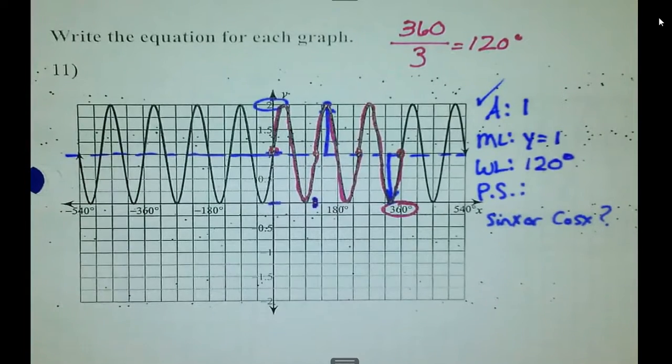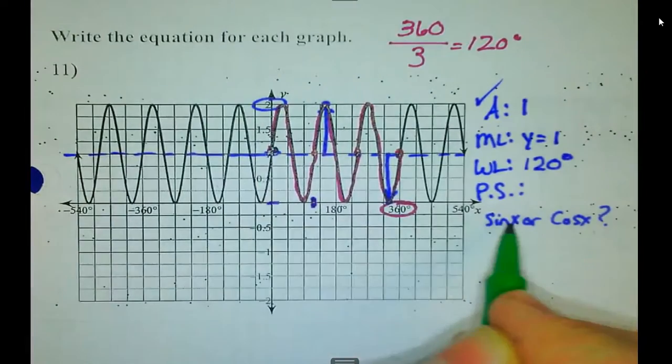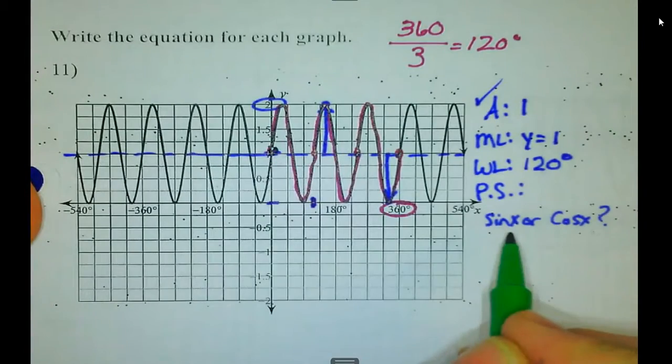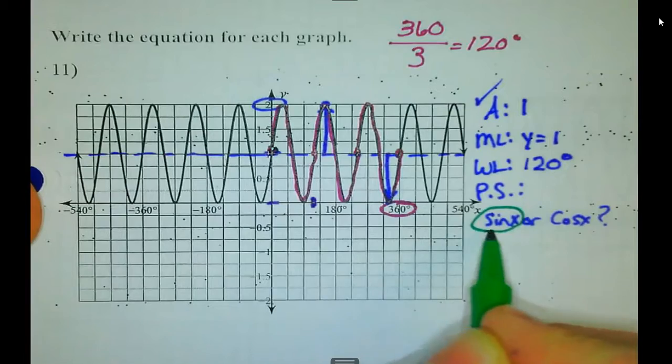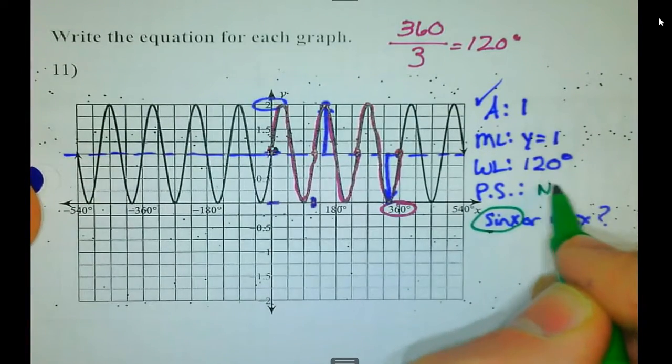The next thing is, is there a phase shift? It depends how you look at the problem, but if you consider this a sine curve, which it is because it starts at the midline, that midline is right at the 0 mark where it crosses that midline. So as long as this is a sine curve, which it is, you can say that there is no phase shift.